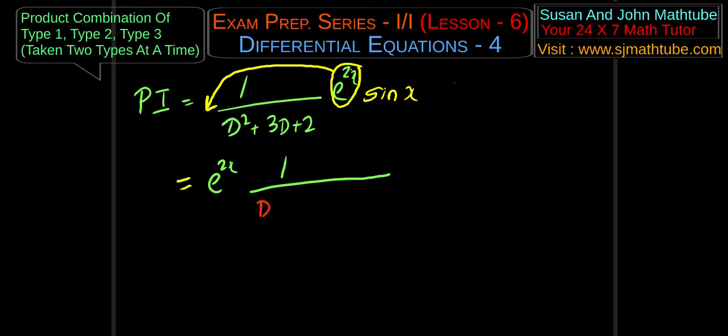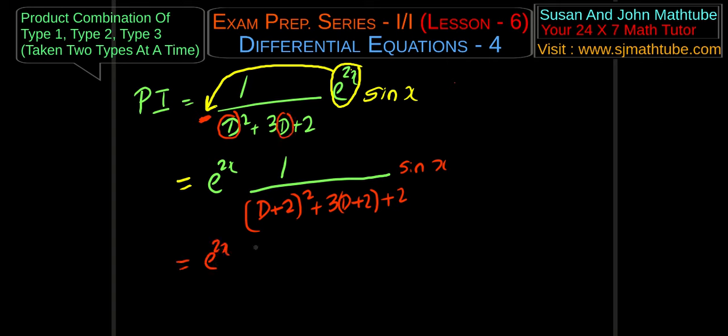So we get e to the power 2x times 1 by, okay, now listen. We do 1 by d plus 2 the whole square, plus 3 into d plus 2, of sin x. I hope you understood the method. When we have a combination of exponential and sine or cosine or polynomial, just keep this exponential part outside the operator here. And who is along with x? 2. So you replace d with d plus 2. And that's it.